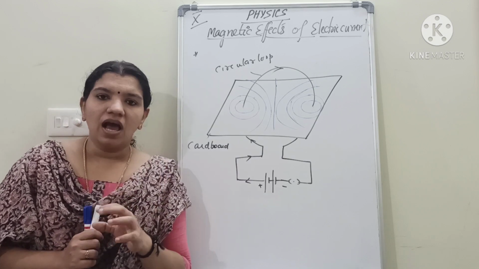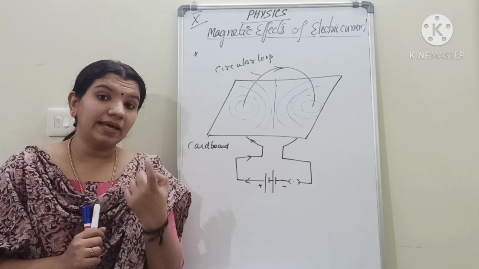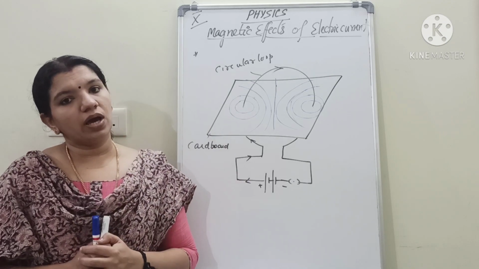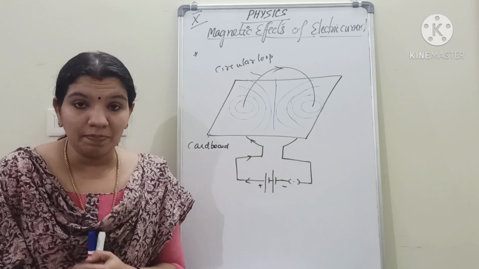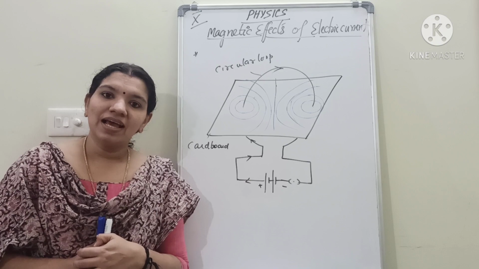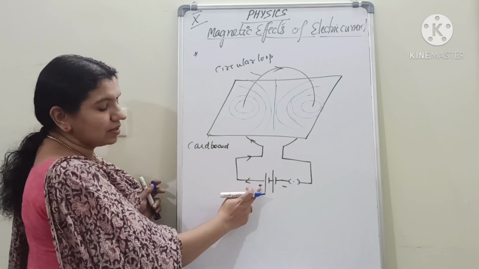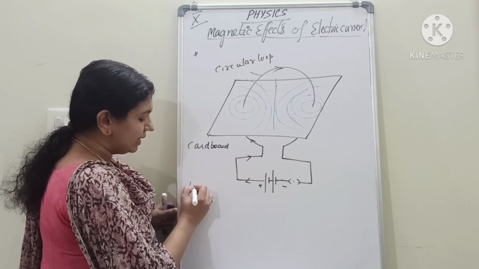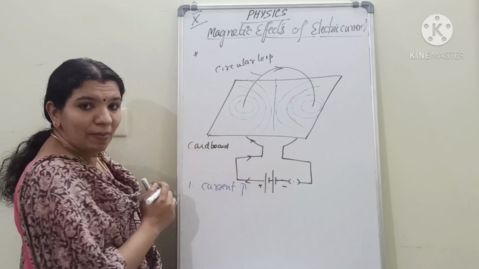Now my question is, how can you increase the strength of magnetic field again in the case of a circular loop? Or on what factors does the magnetic field depend? Can anyone guess? Yes, the first factor is, listen carefully, if I am increasing the current, by increasing the current, I can increase the strength of magnetic field.